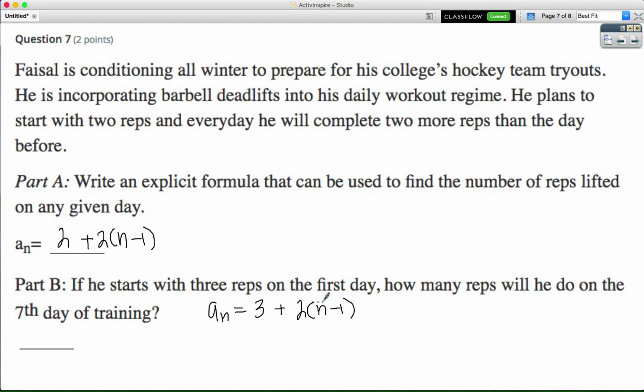Well, 7 is going to be the term number we're trying to find, so A sub 7 equals 3 plus 2 times (7 minus 1). So that's 2 times 6, which is 12, and 12 plus 3 gives us an answer of 15. So he will be doing 15 on the 7th day.